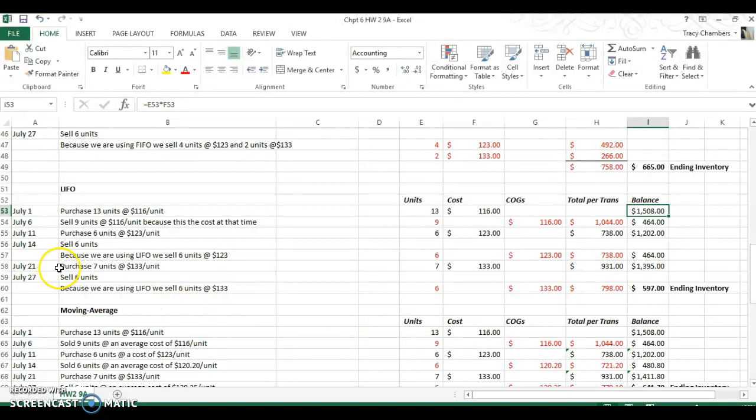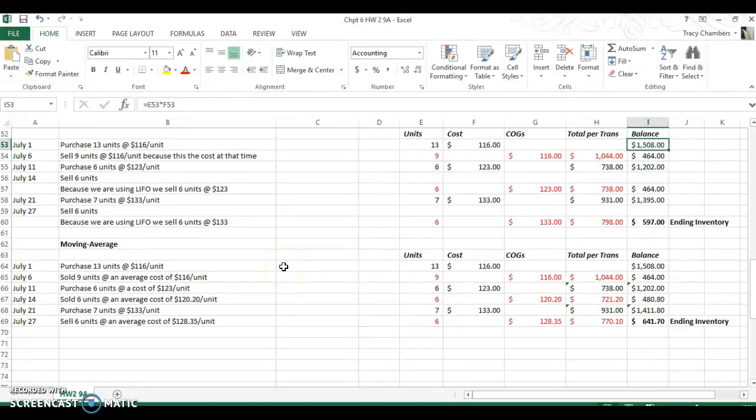On July 21st, we purchased 7 units at $133 per unit, which gives us a transaction total of $931, which we add to our previous balance, giving us a new balance of $1,395. On July 27th, we sell 6 units. Because we're using LIFO, we sell them at the last price that we purchased them at. So we sell 6 units at $133, which gives a transaction total of $798, with an ending inventory of $597.